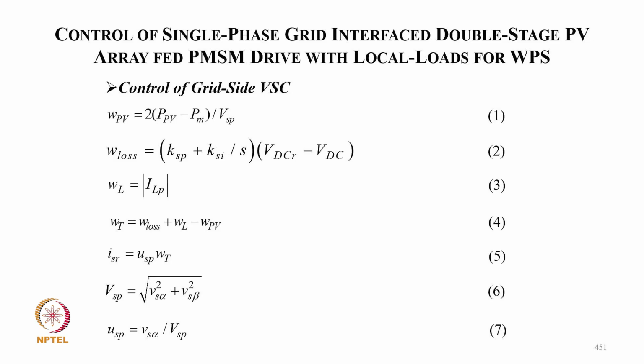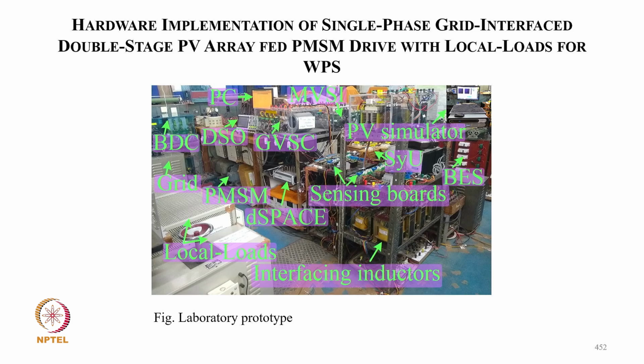These are the equations for power calculation, weight calculation, loss calculation, and load power calculation, and the total weight calculation, loss plus load minus PV power. We get the reference PV power current, and then the voltage, and then we get the reference current.